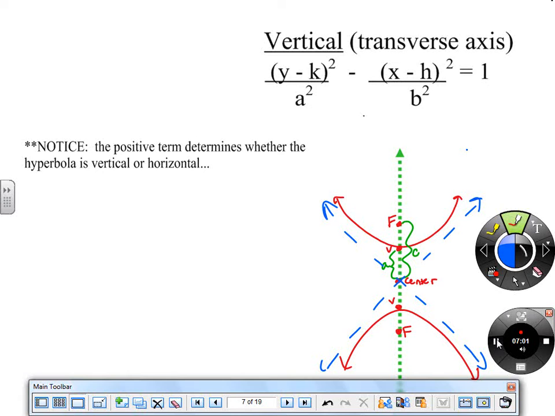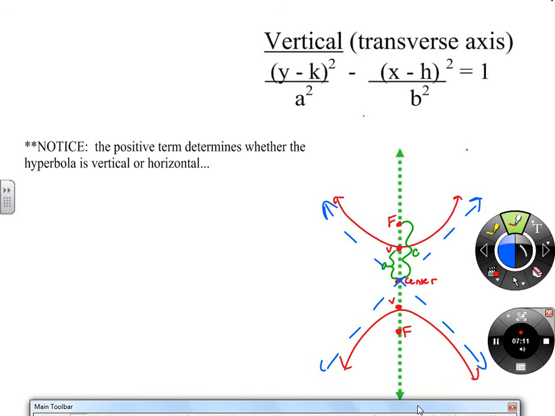Okay, so we have our vertical transverse axis hyperbola. We have our vertices, our foci. We were talking about the asymptotes here. Also remember again that the axis going through the hyperbola is called the transverse axis. And if we drew an axis perpendicular to that going through the center, we would call that the conjugate axis.